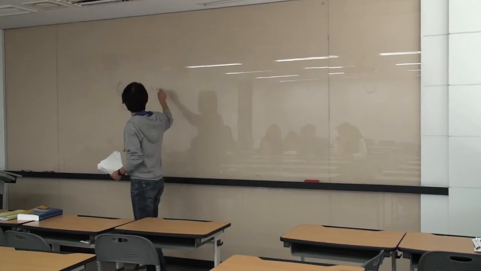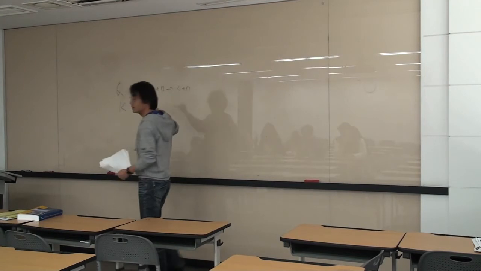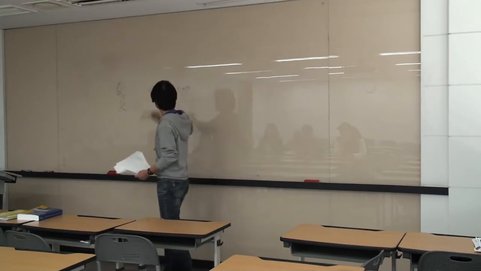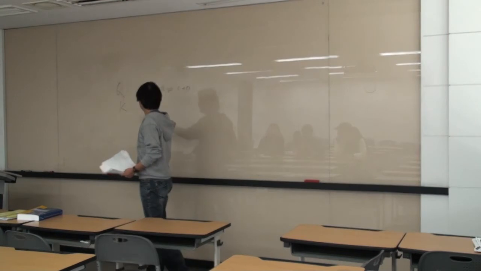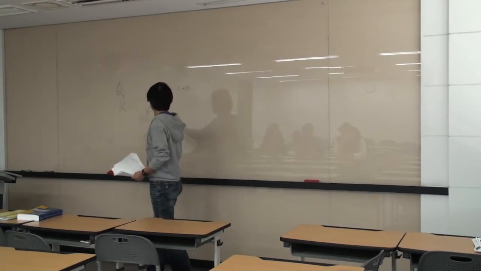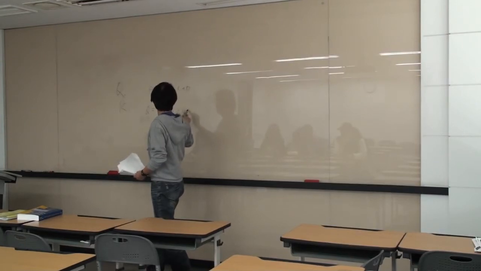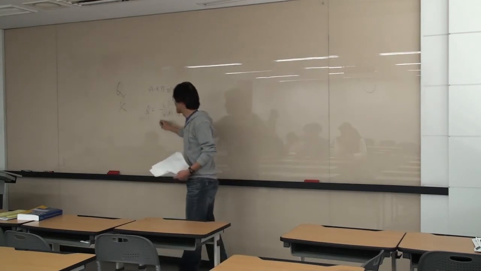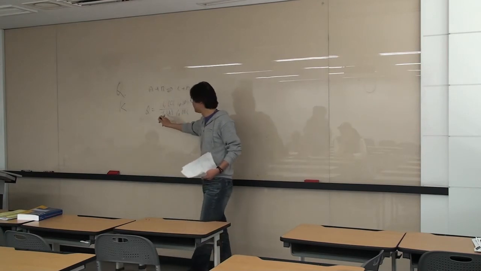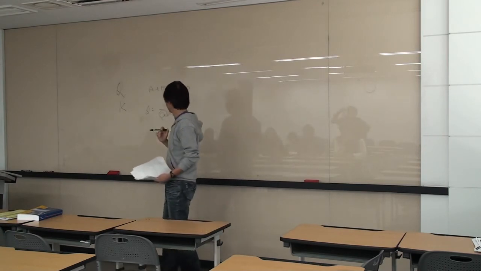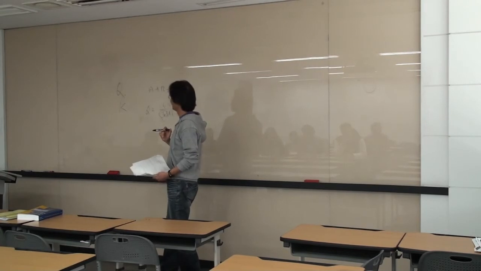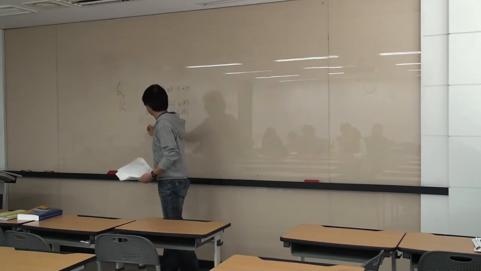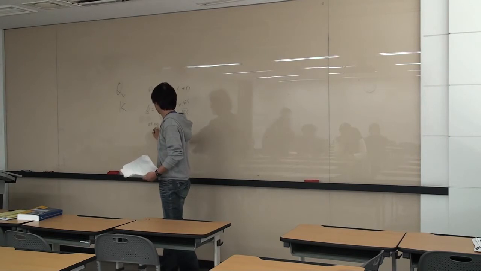So A plus B equals C plus D in this reaction. Let's say reverse reaction. Q equals usually gamma A, A, gamma B, B over gamma C, C, gamma D, D. Actually, this is concentration, and this is activity coefficient. At equilibrium, we actually have K.